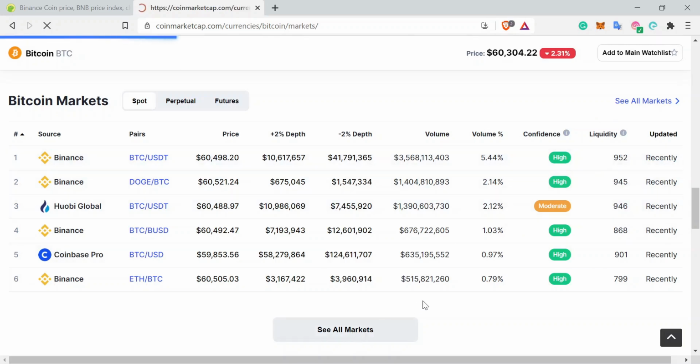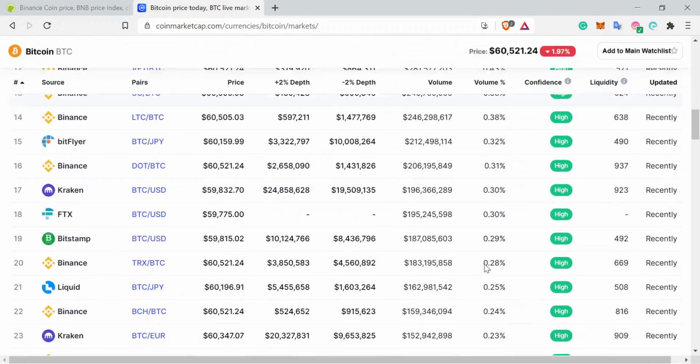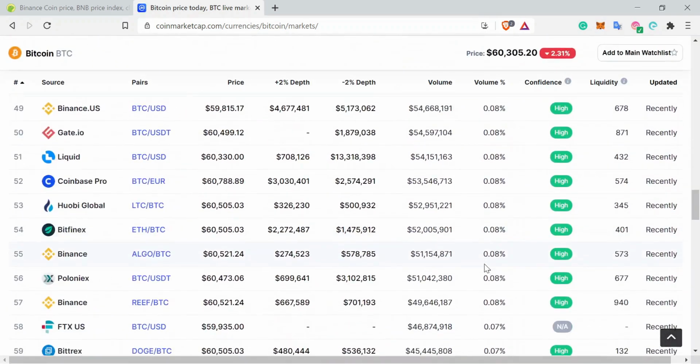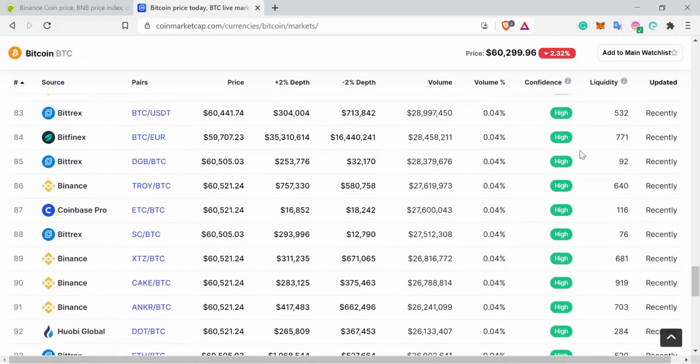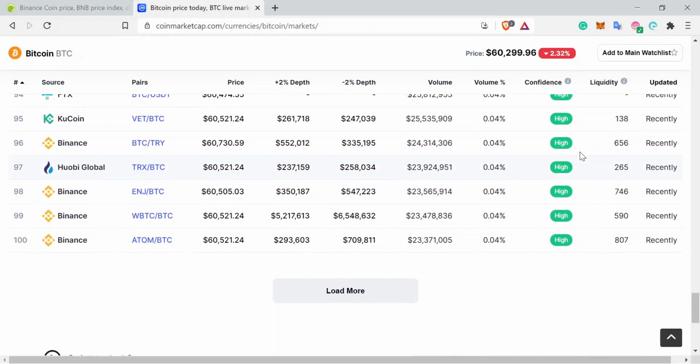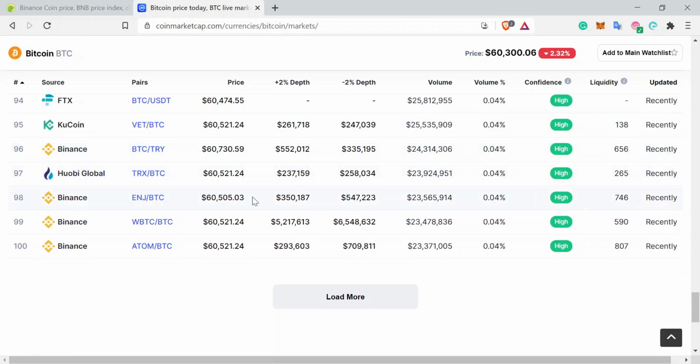Notice that when we click on and see all markets, we can actually scroll down and see some very illiquid markets, even for Bitcoin. BTC USD, for example, on this particular exchange is hardly anything. And then if we go down here right to the bottom, we can see 265, for example, on Huobi against Tron with BTC as well. Okay, so that's again a small altcoin.